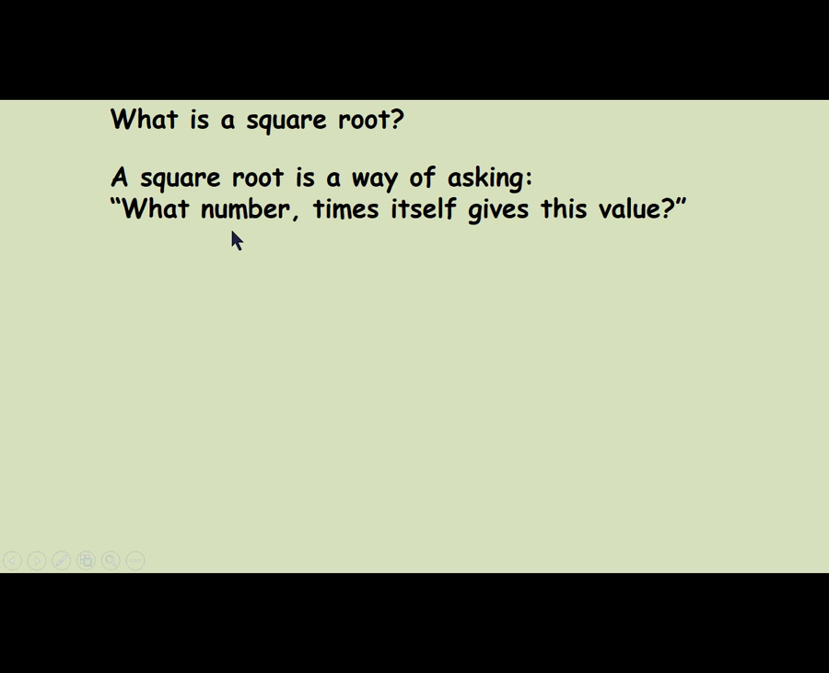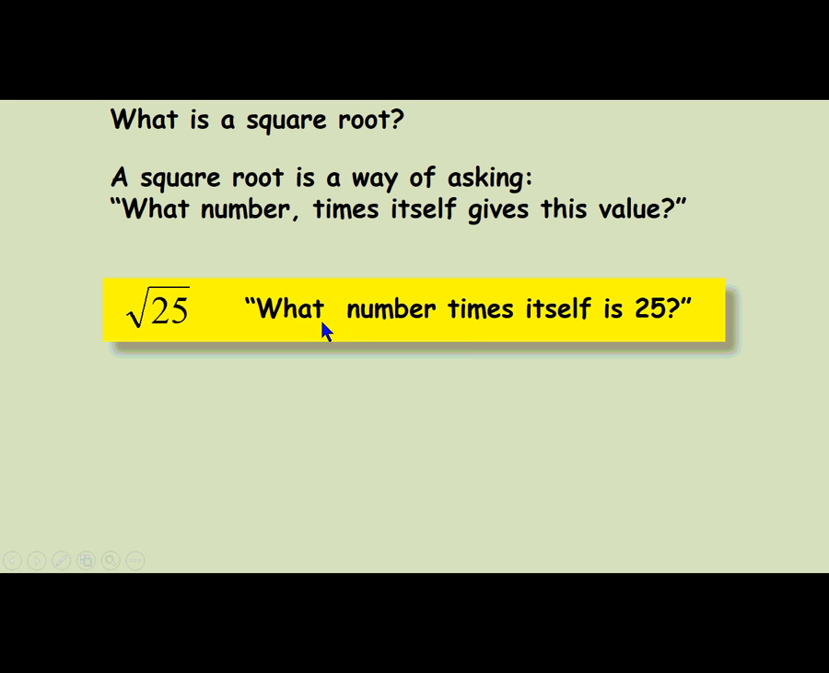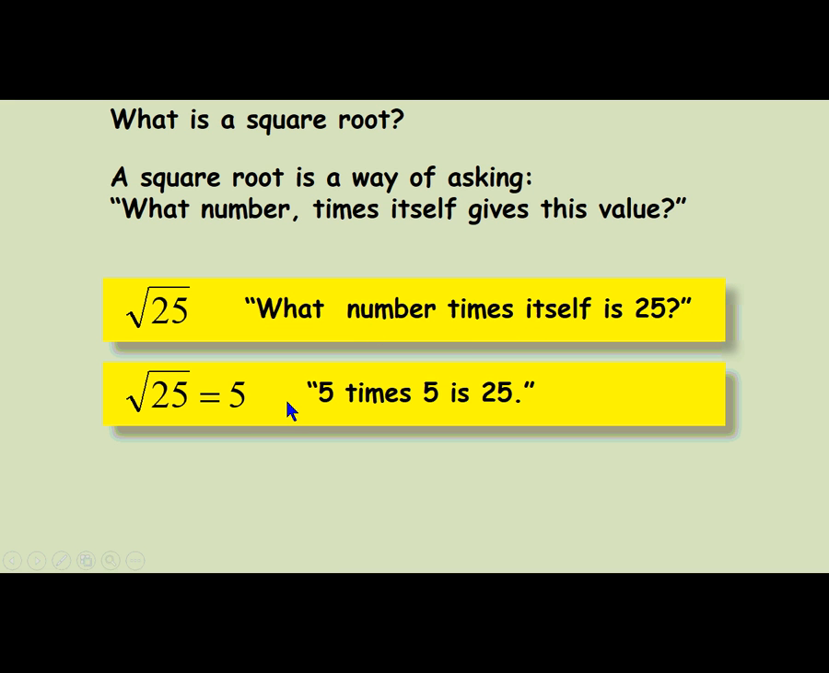A square root is a way of asking what number times itself gets this value. In other words, the square root of 25 means what number times itself is 25. And the answer is 5. Why? Because 5 times 5 is 25. Square root is a way of asking what number times itself gives us this.